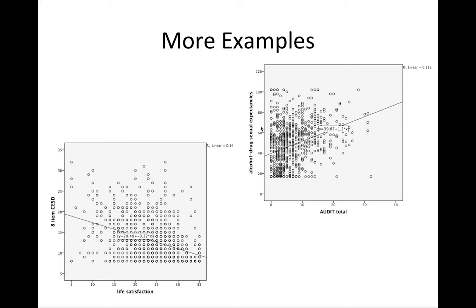So not surprisingly, the more problems you're having with alcohol, the more strongly you believe in those effects. And so what we see here is that 11% of the variability in alcohol and drug sexual expectancies can be explained by alcohol abuse. So again, that's not a terrible effect. It's not terribly strong, but it's not too bad either. And so we see here that for every point increase in the AUDIT total, we see a 1.2 point increase in the beliefs in alcohol or drug sexual expectancies.